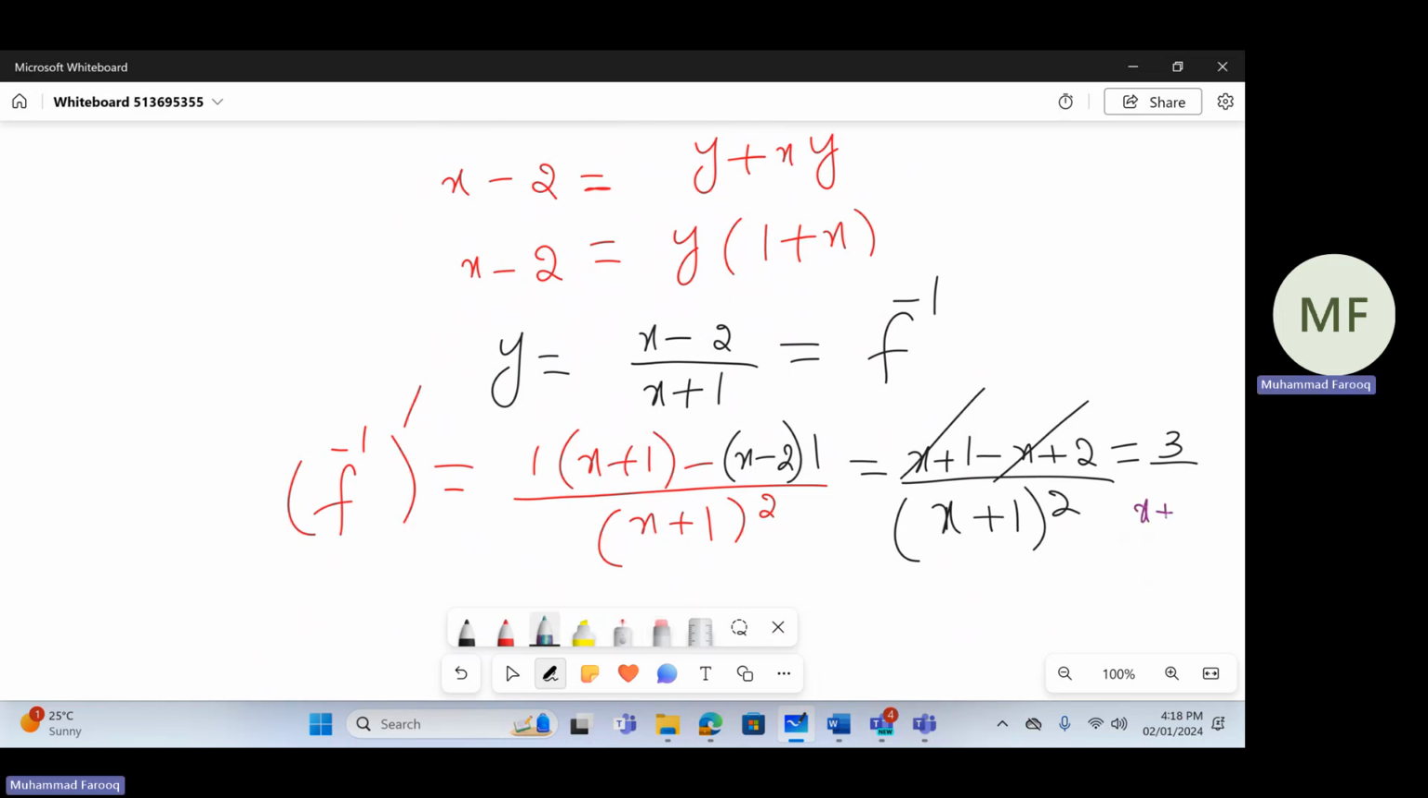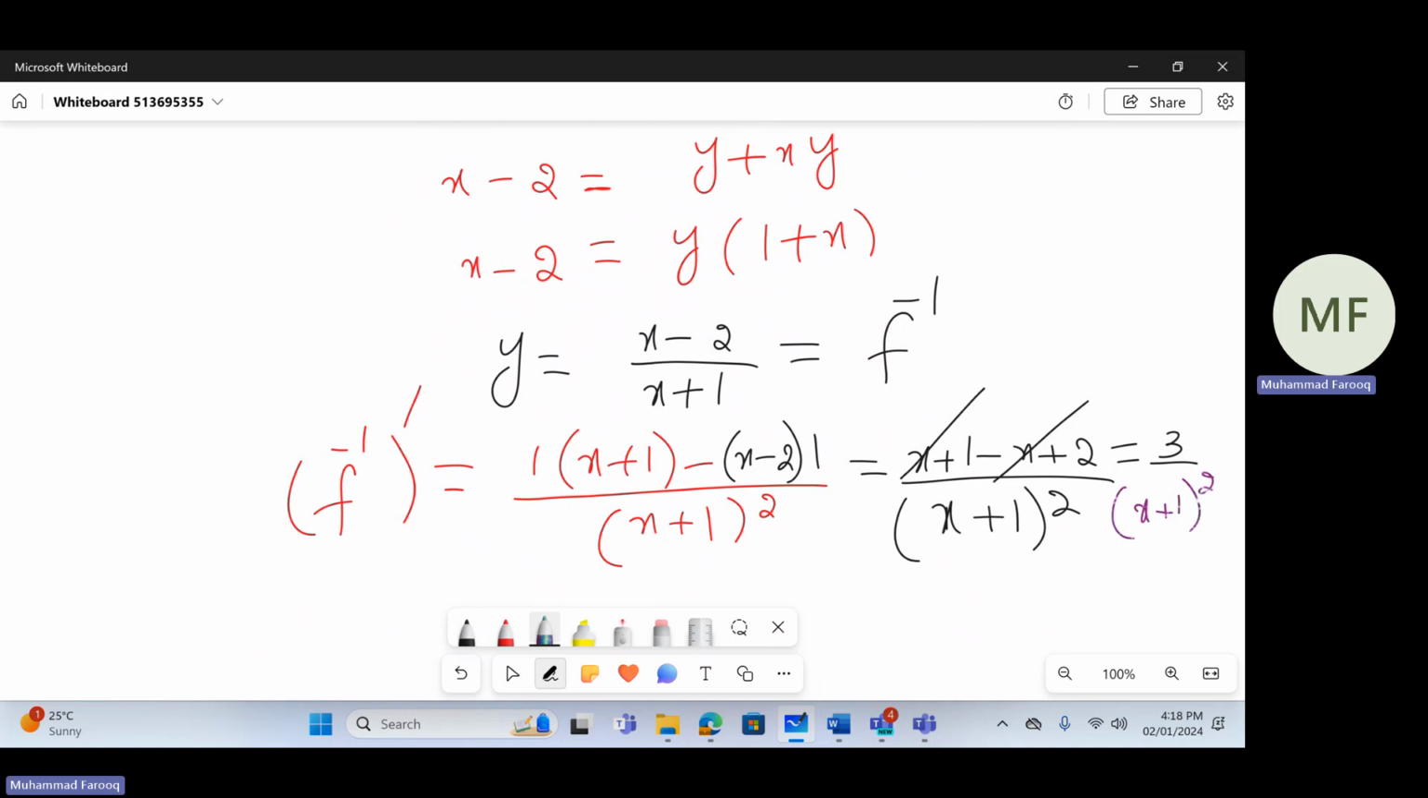And what about the one there? The 2 plus 1 is 3. No, there. It is multiplied. Look, so 1 times x plus 1 is x plus 2. Look at multiplication. Okay? So I get the inverse function derivative.